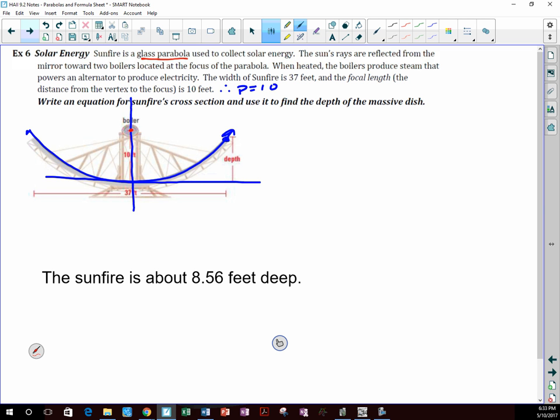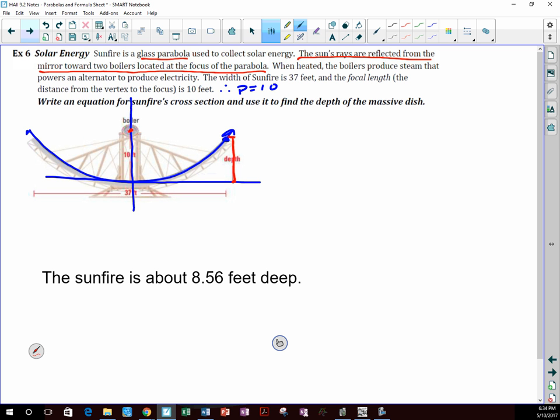We want to know basically what the depth of this dish is. Now, a lot of students get too caught up on the focus here, the focus being the boiler. It says here the sun's rays are reflected from the mirror toward two boilers located at the focus of the parabola. That's not really related to the depth of the parabola. The depth of the parabola is right here, according to our diagram.